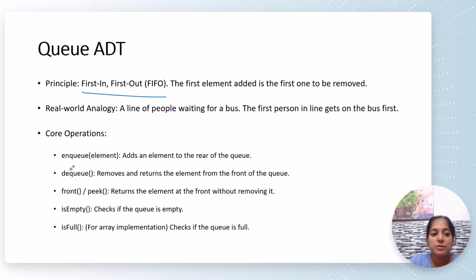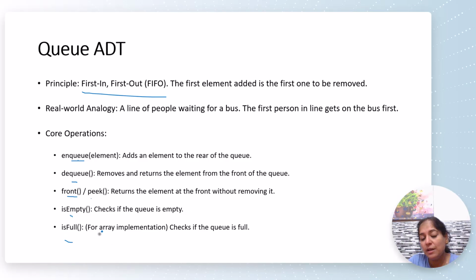The operations which we use here are enqueue, dequeue, front or peek, isEmpty, and isFull. Enqueue inserts an element in the queue at the rear end. Dequeue removes the first element from the queue, that is, it removes the element from the front of the queue. Dequeue removes and returns the element, whereas front or peek just returns the element without removing it. isEmpty checks whether the queue is empty or not. isFull checks whether the queue is full or not.